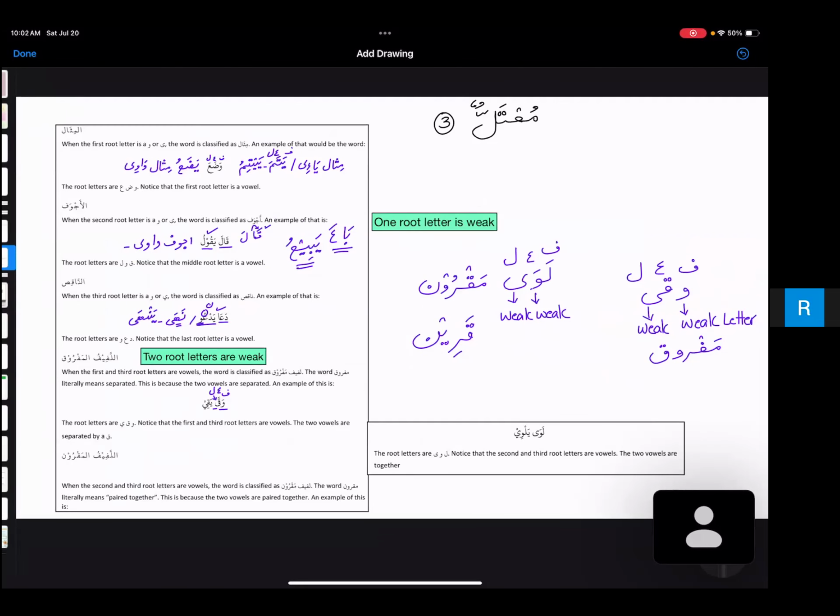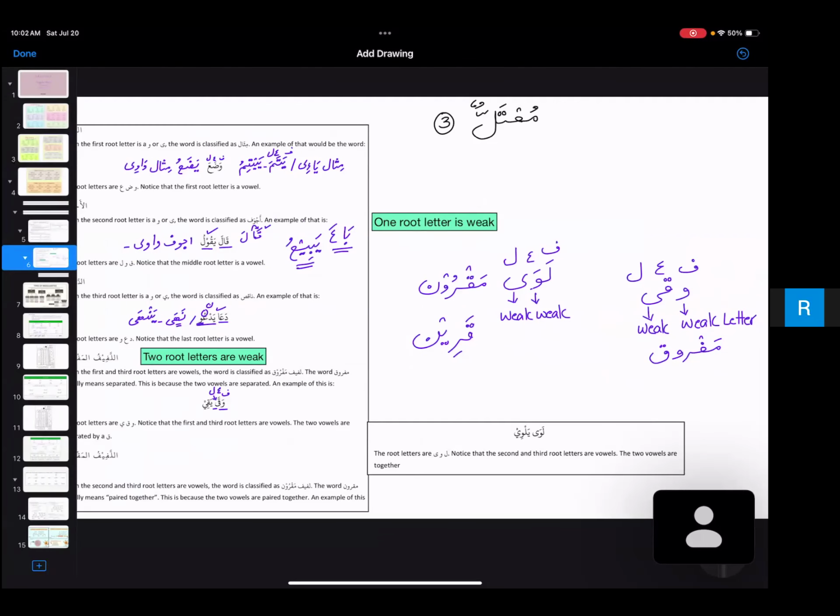Okay, so far so good. Alhamdulillah. Clear everything. Yes.